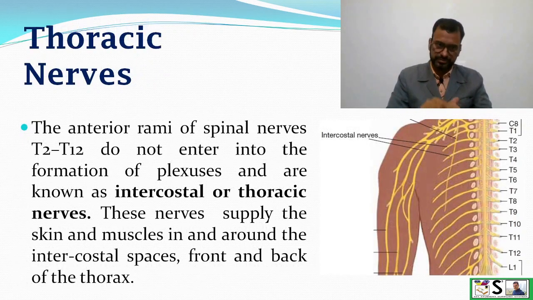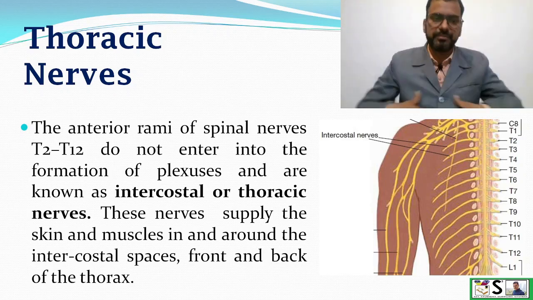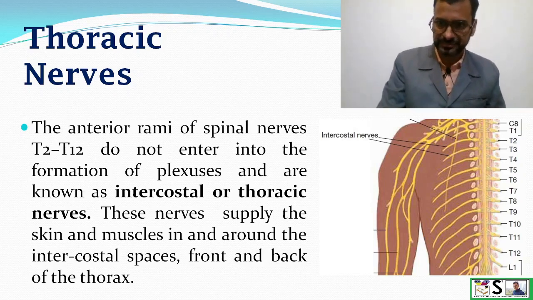Now, thoracic nerves. The anterior rami of spinal nerves T1 to T12 do not enter into the formation of a plexus and are known as intercostal or thoracic nerves. These nerves supply the skin and muscles in and around the intercostal space, front and back of the thorax.